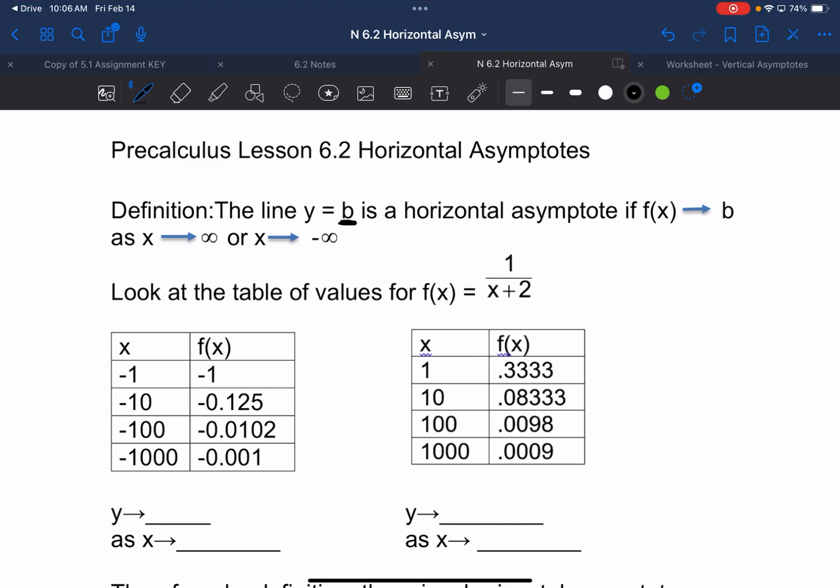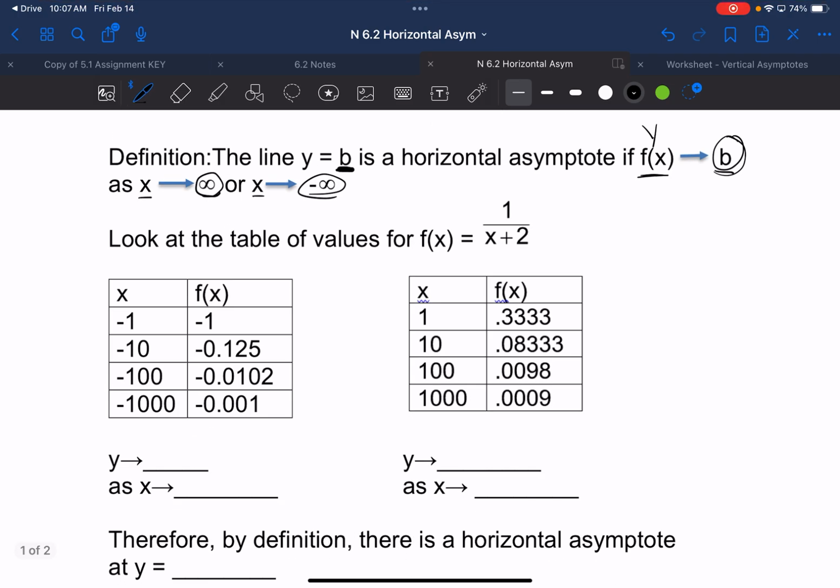if your f of x, remember f of x is like your y, right? If your y value approaches b, as x is either going to positive infinity or if it's going to negative infinity. So here it's your x value is going to positive, negative infinity, while your y value will be approaching some particular number. All right?